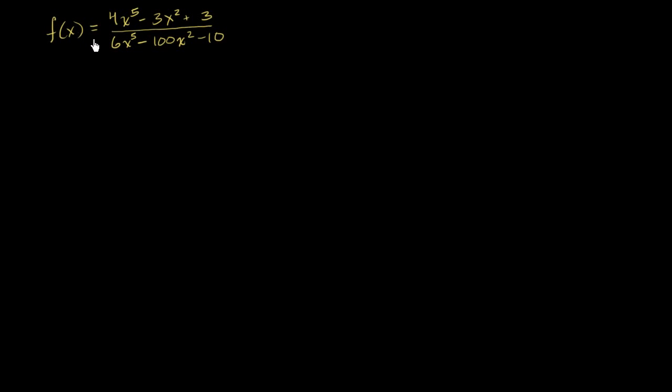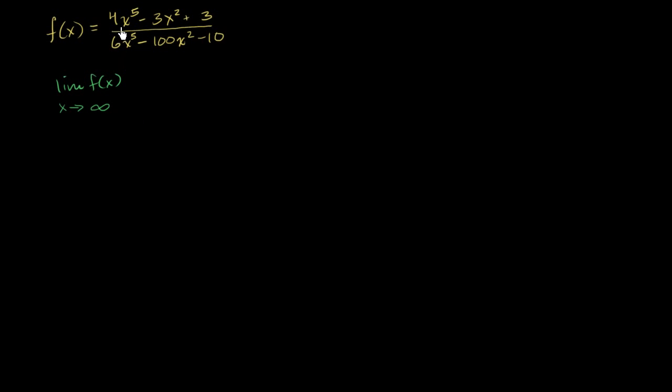So we have f of x equaling (4x to the fifth minus 3x squared plus 3) all of that over (6x to the fifth minus 100x squared minus 10). And what I want to think about is what is the limit of f of x as x approaches infinity. And there's several ways that you could do this.